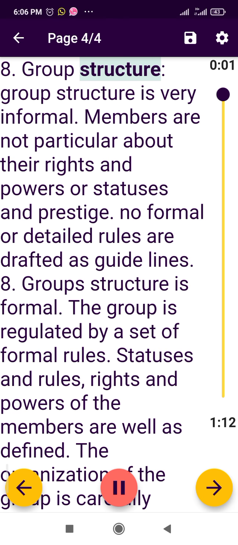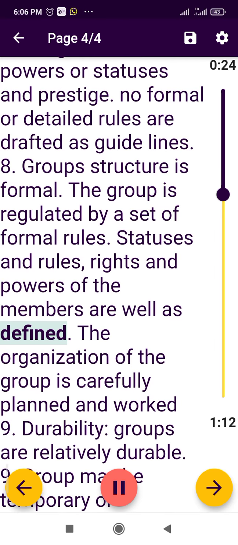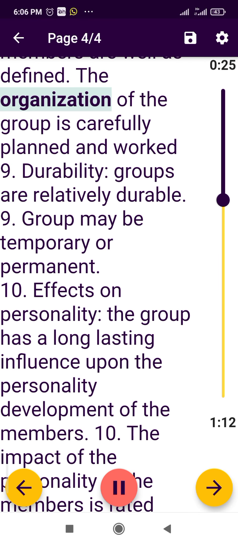8. Group structure. Group structure is very informal. Members are not particular about their rights and powers or statuses and prestige. No formal or detailed rules are drafted as guidelines. 8. Group structure is formal. The group is regulated by a set of formal rules. Statuses and roles, rights and powers of the members are well defined. The organization of the group is carefully planned and worked.